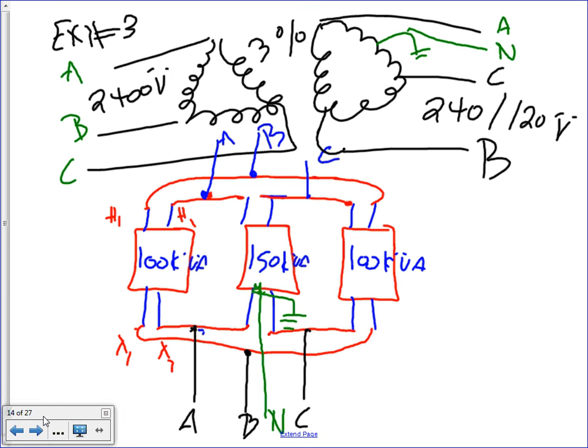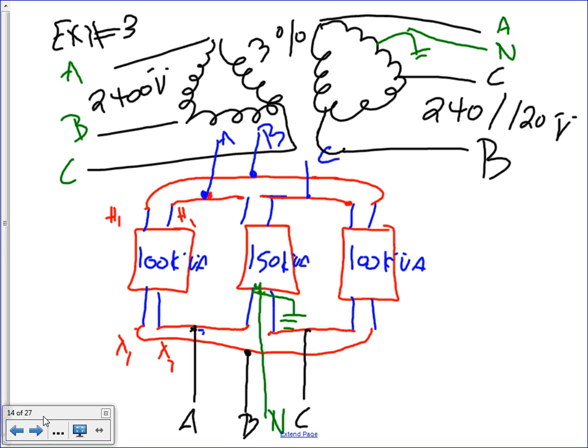So we have three examples. Two of them are delta Y. This one is delta delta center tap. You don't face it a lot, but you need to know how to use it. Delta delta delta center tap. So let's look at this one.